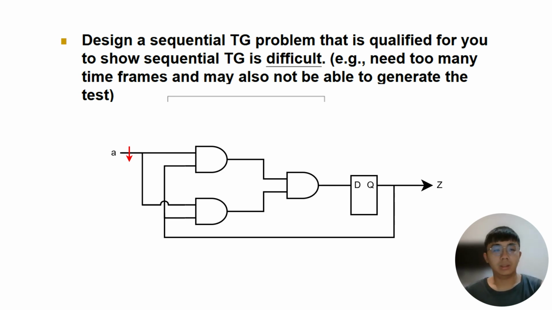The last problem is to design a sequential test generation problem that is qualified for you to show sequential test generation is difficult. In order to fulfill the requirement, we must select a kind of logic gate which will never propagate fault in certain conditions. So our team selects an AND gate and a stuck at 0 fault. For an AND gate, if one of the inputs is always 0, the output will always be 0 too. Hence, the fault can never be propagated.